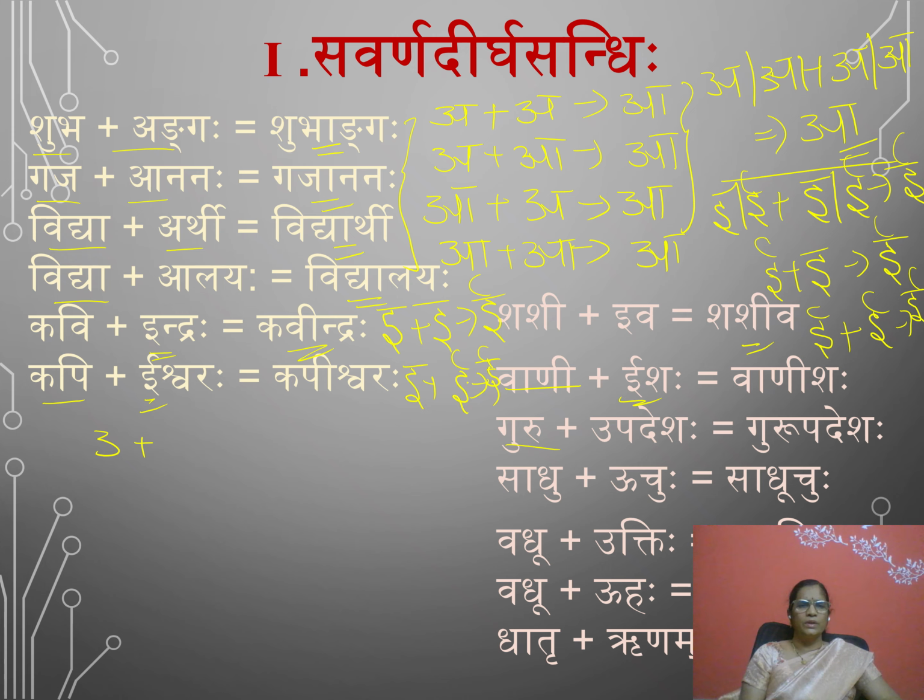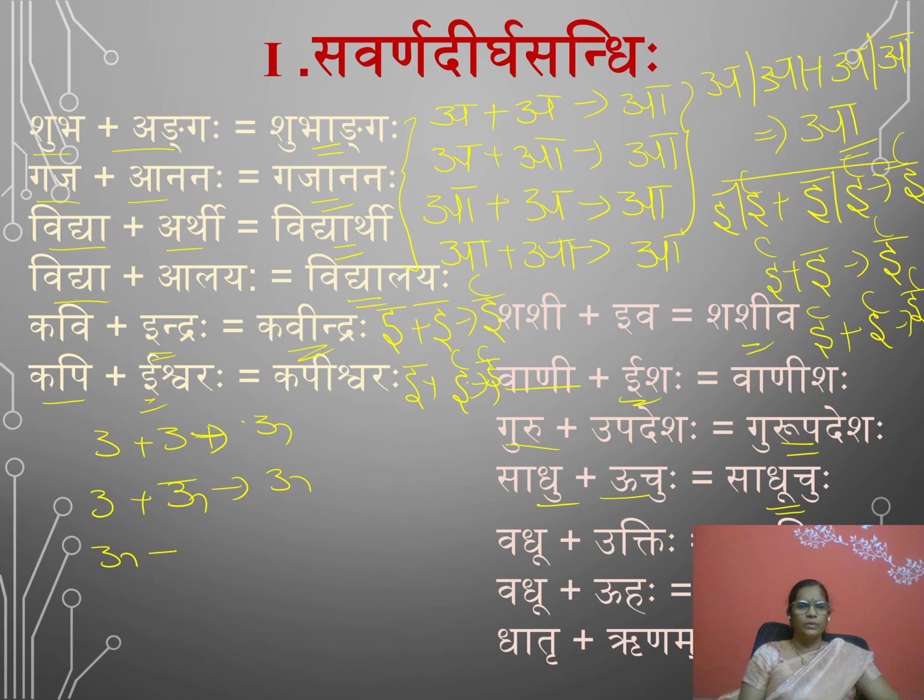Next with U. Guru plus Upadesaha. The first word ended with U, the second word started with U. Then we got Guru Upadesaha, U we got. Sadhu: the first word ended with U. Uchuhu: the second word started with U. Then also we got U: Sadhu Chuhu.